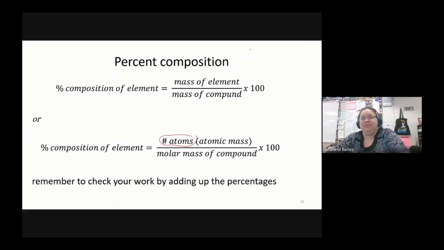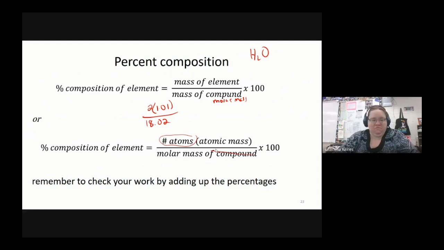So, if I'm looking at something like water, H2O, I have to take into account the fact that I've got two hydrogens, each of a mass of 1.01, over my total molar mass of 18.02. So mass of compound is also known as molar mass. Either one of these terms is interchangeable. Two different ways to think about the same thing. Take the method that makes the most sense to you and go from there.